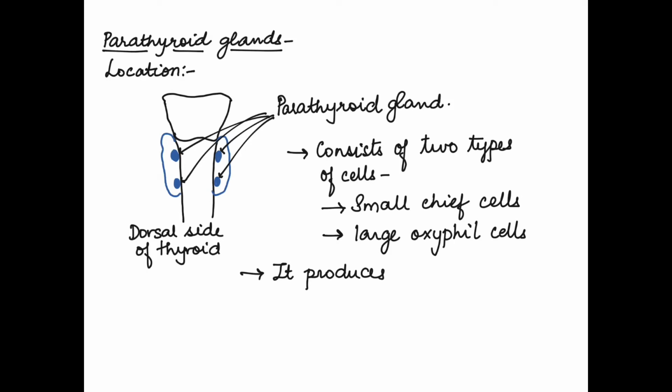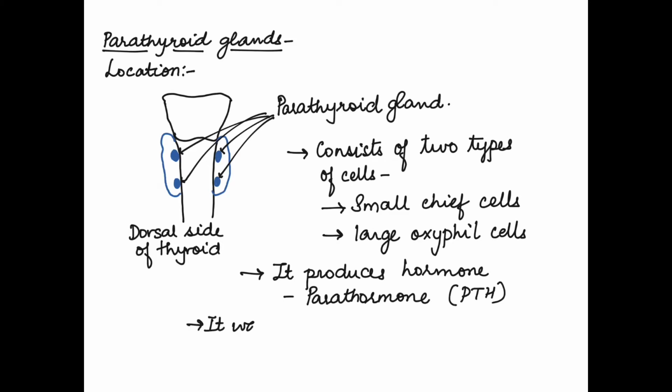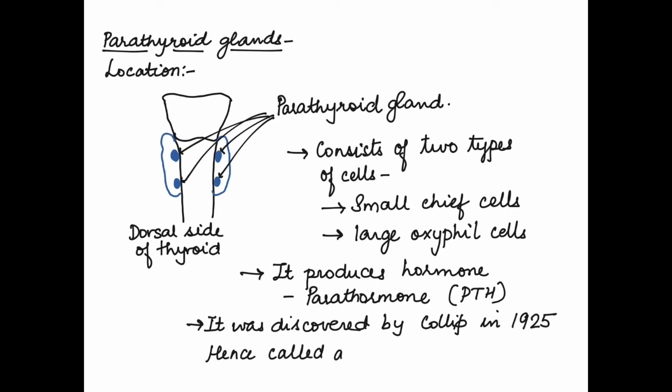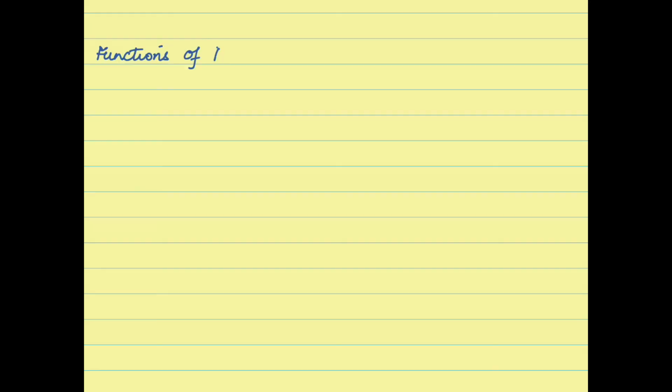This gland secretes a hormone that is called as the parathormone and is represented as PTH. Now this hormone was discovered by the scientist Collip in 1925, and hence this hormone is also called as the Collip's hormone. Let us see the functions of the Collip hormone or the parathormone.